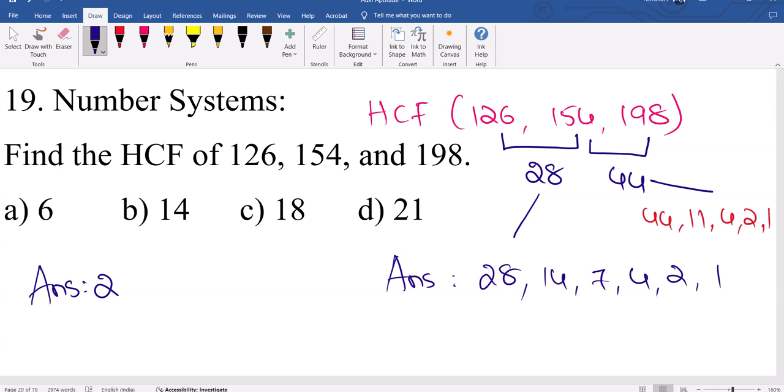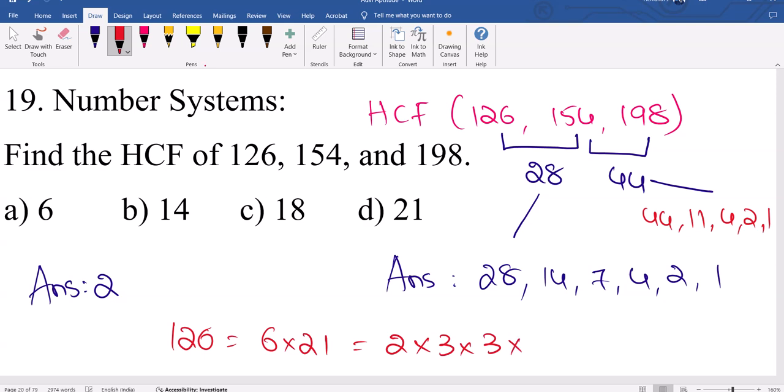6 also, yes. 2 into 3, 6. Yeah. Fine, 6 also available. Right. Okay. Difference 28. Here difference is 44. We have 44 multiples 11, 4, 2, 1. 28, 14, 7, 4, 2, 1. That's one thing. Or we can write given numbers as prime number powers, which is 6 into 21, which is 2 into 3. 21 can be written as 3 into 7.